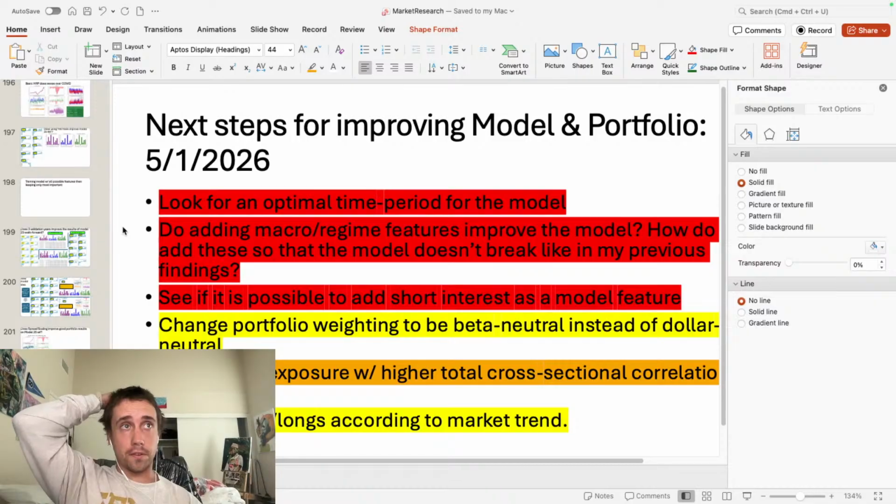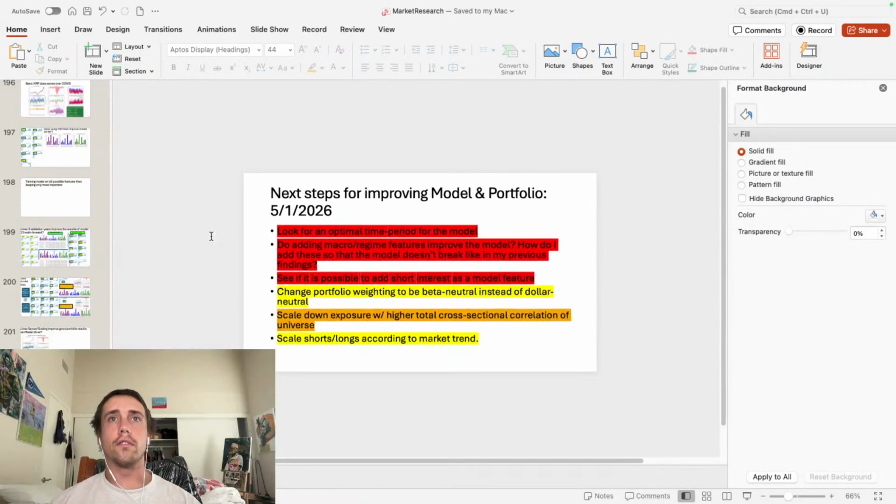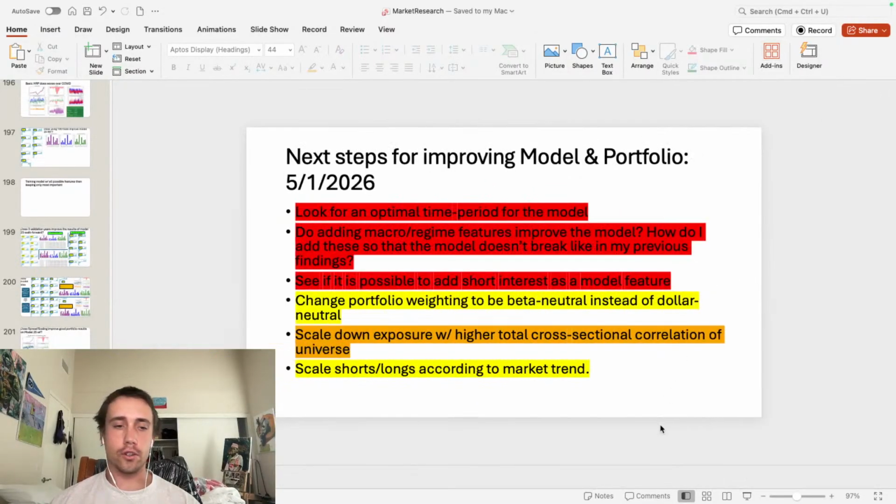Okay, so yellow first thing to do, orange next thing to do, red leaving off for the future. So that's what I'm going to focus on the next streams.